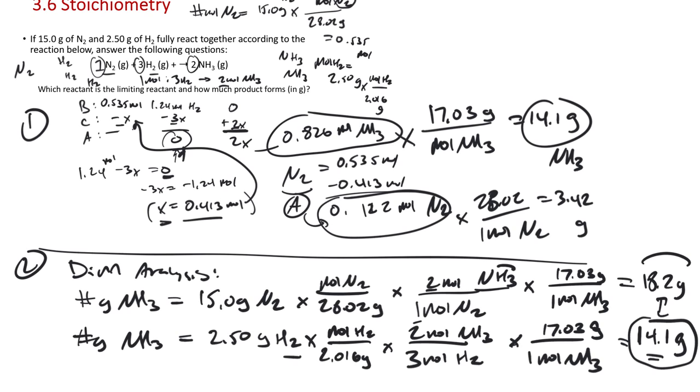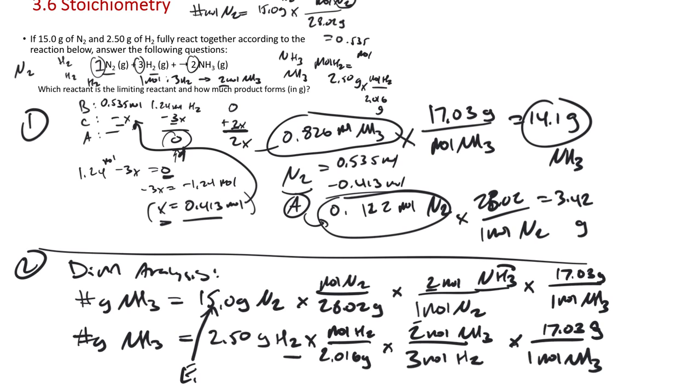So at 14.1 grams, we've completely consumed the hydrogen, and then we're not going to be able to make any more product from that point just because we've run out of the H2. So we can't get to 18.2, we're going to stop at 14.1 grams of our product and then have the other reactant, the nitrogen, left over as the excess reactant. So this step here is another way.